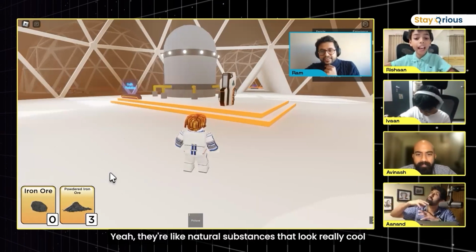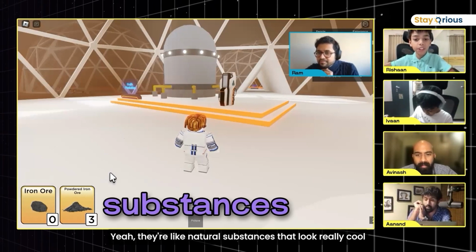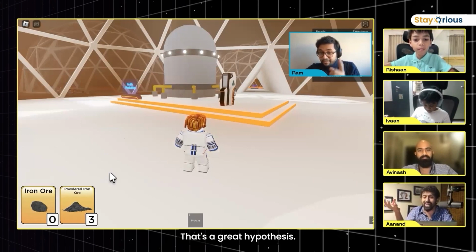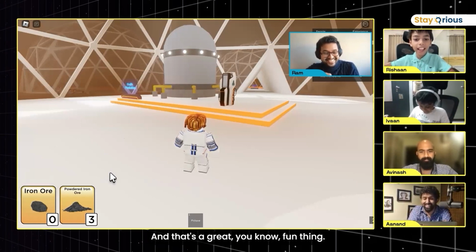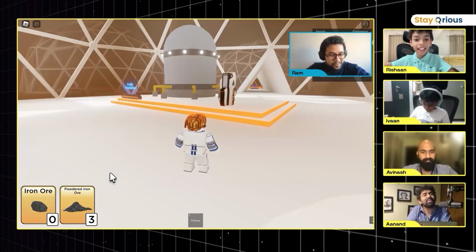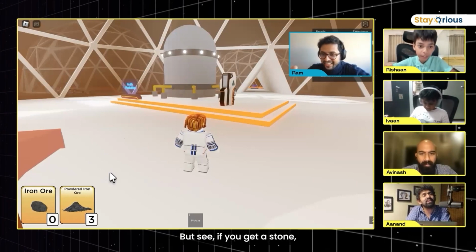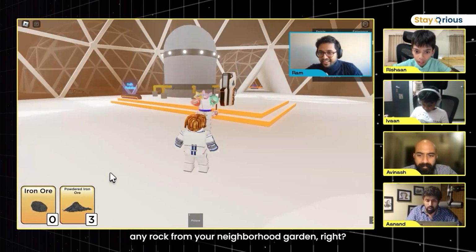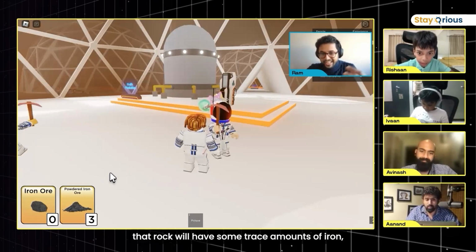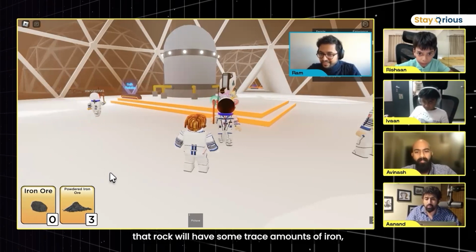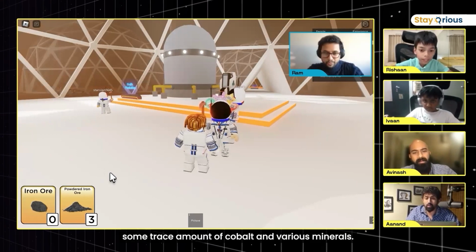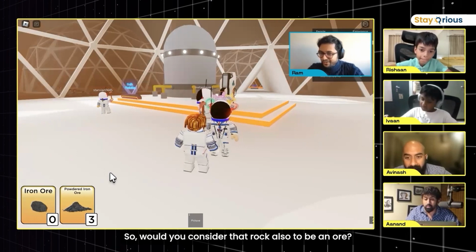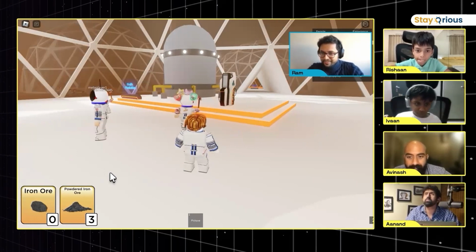Got it. They're like natural substances that look really cool and sound really cool when you say them. That's a great hypothesis, and that's a great, fun thing. But see, if you get any rock from even your neighborhood garden and analyze it, it will have some trace amounts of iron, some trace amounts of silver, some trace amounts of cobalt, of various minerals. So would you consider that rock also to be an ore?